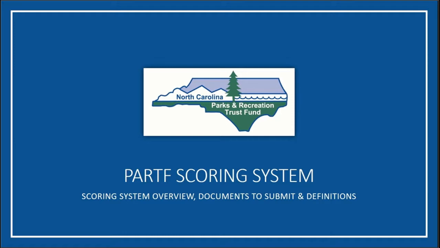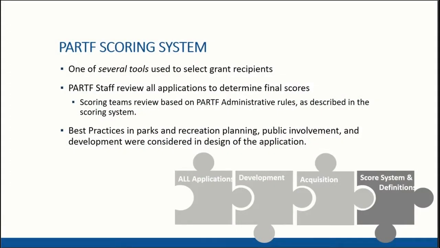All of these are in the application, so please make sure you've downloaded the PARTF application and refer to the scoring system and to the definitions at the back of the application document. A reminder that the scoring system is just one of several tools used to select grant recipients. The PARTF staff reviews all applications to determine the final scores. Even though you fill it out and complete what you consider the scoring, we do have scoring teams that review these applications, provide scoring based on the PARTF administrative rules as described in that scoring system document.